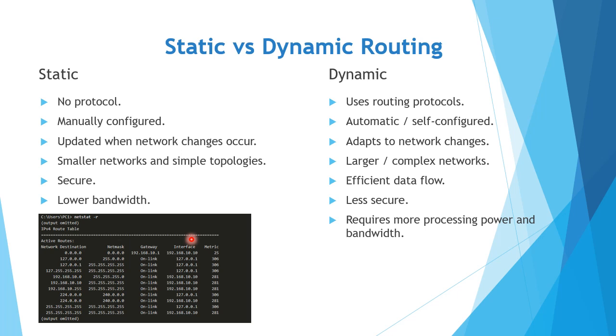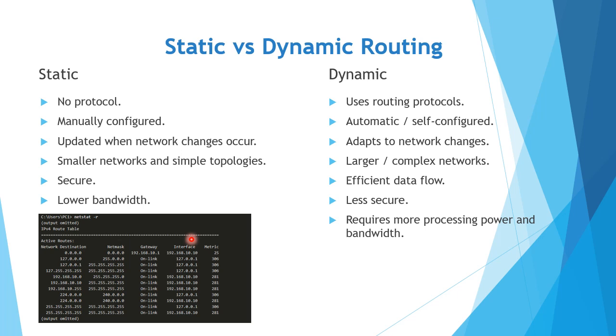It needs to be updated whenever network changes occur, and it's better for smaller networks and simple topologies because of this. When you start looking at larger networks, the table's larger, there's more changes or updates that need to be made every time there's a change in the network. It's secure because it doesn't share its routes over the network, and because the routes are already defined, static routing can provide lower bandwidth and CPU usage.